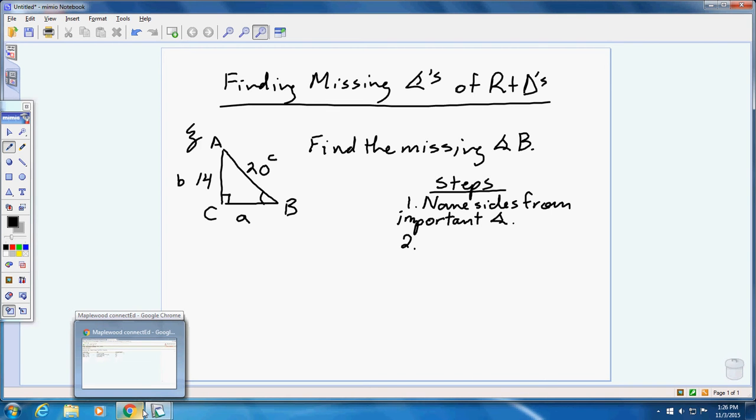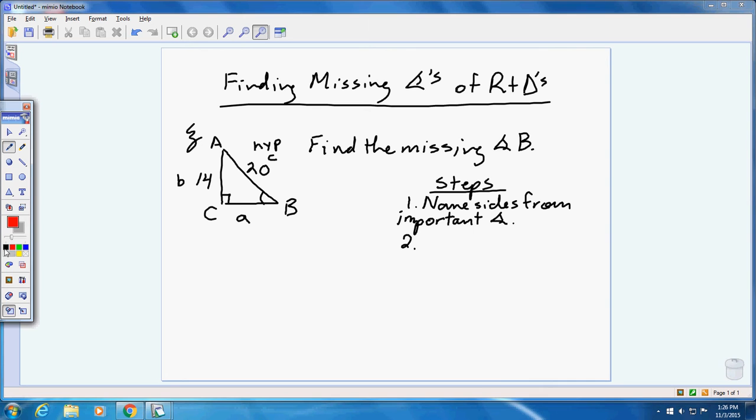So again, you don't have any other angle, because remember the 90-degree angle is useless. The only purpose it actually has is to tell us where the hypotenuse is. That's it. The right angle, that's its only job. So you can't use that. So from there, let's name all our sides from our important angle. So from angle B, our important guy, we can label our hypotenuse, because by now we should know where the hypotenuse is forever and always.